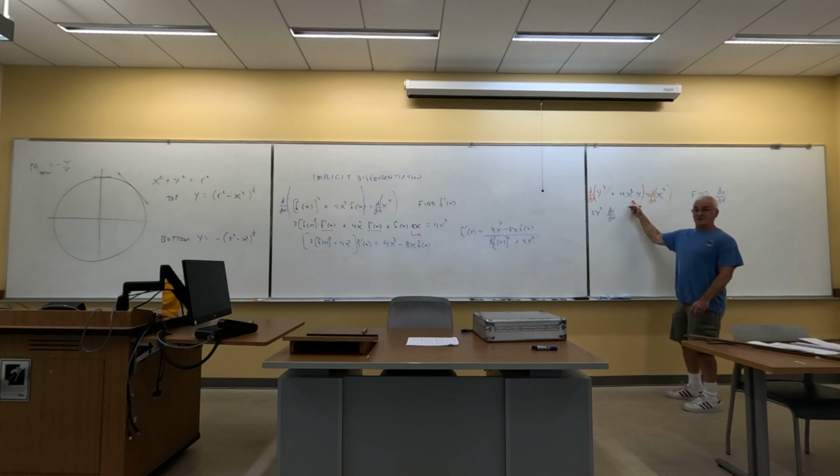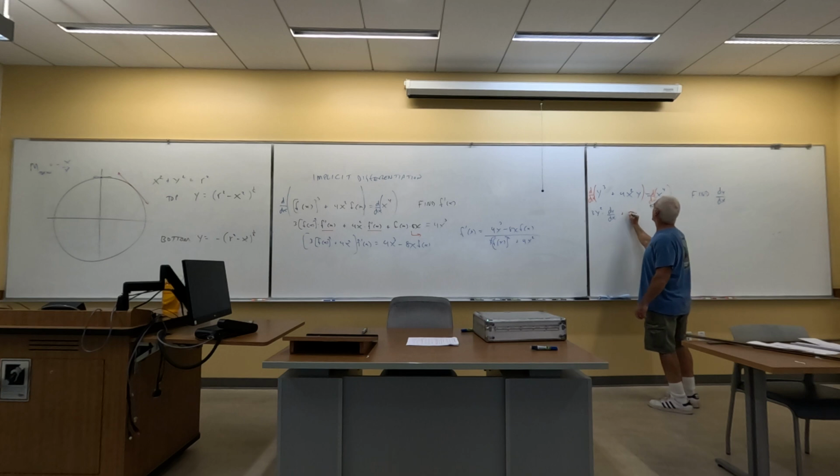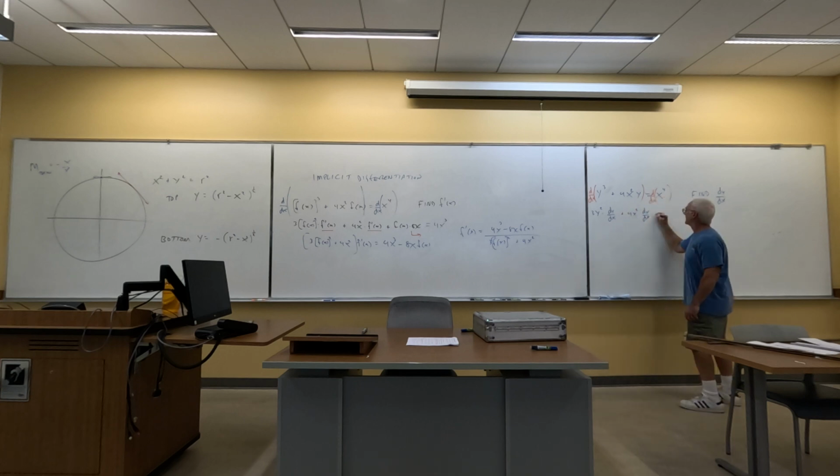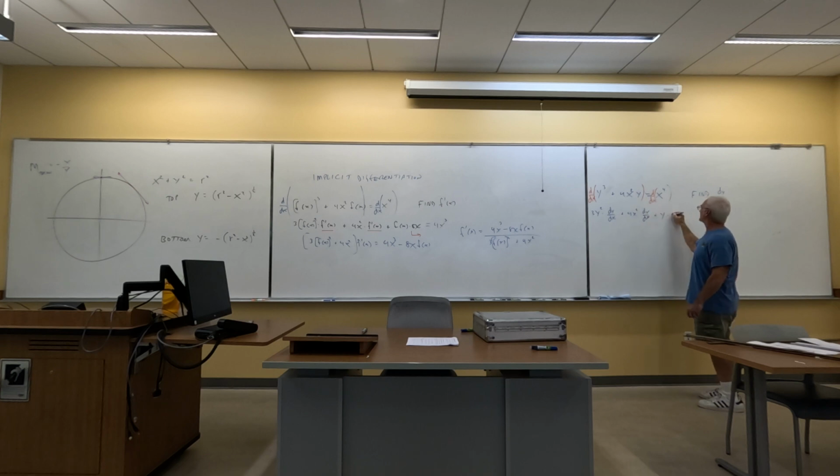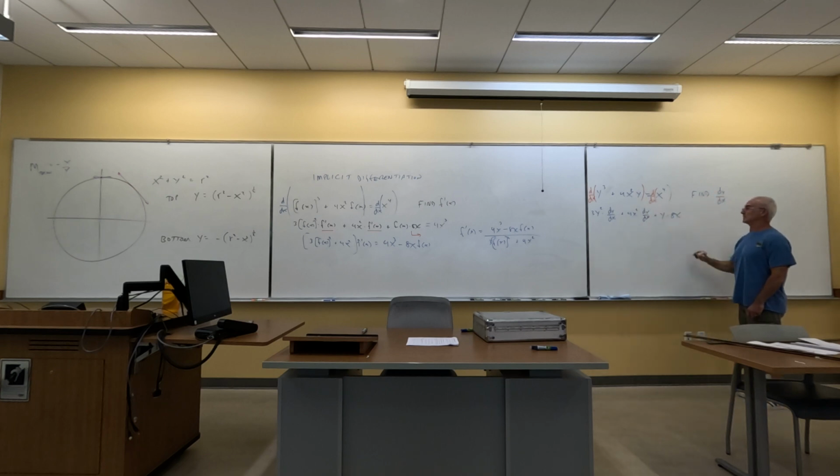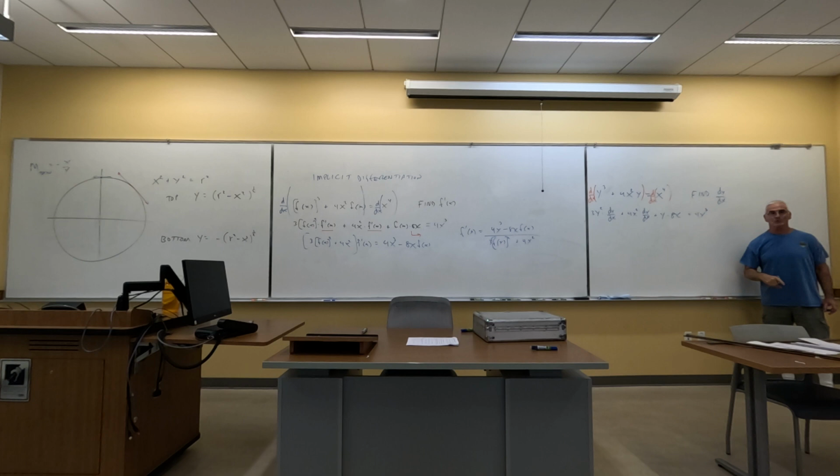Product: think of this as x and a function of x. So first times derivative of second plus second times derivative of first. Now I'm done with the left side. And what's the derivative of the right side? Oh, 4x cubed. Okay, I'm done with the calculus.